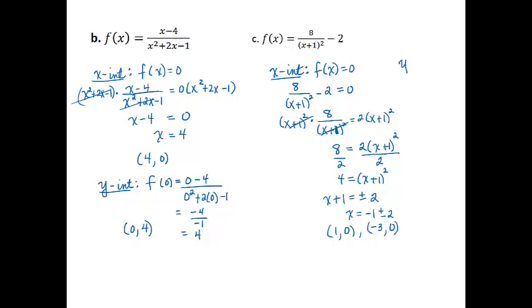Now for the y-intercept, again we find f of 0, and so that would be 8 divided by 0 plus 1 squared, minus 2. 0 plus 1 is 1. 1 squared is 1. And 8 divided by 1 is 8. So 8 minus 2 is 6. So the y-intercept of that function would be (0, 6).